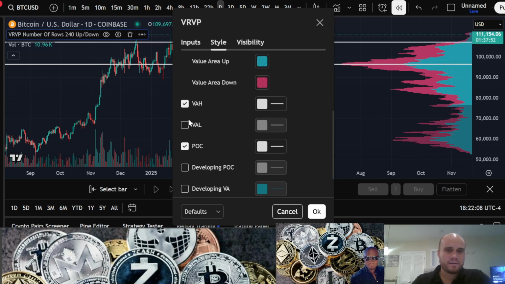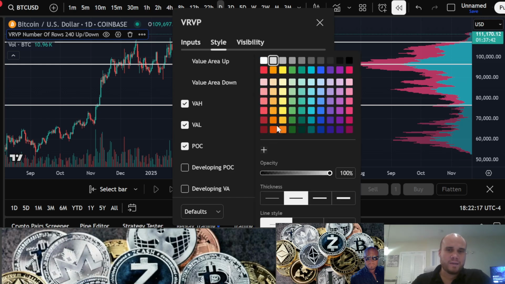You're going to turn that on. The VAL is the value area low. You're going to turn that on. You're going to click that on. Okay. And then the POC, I like to differentiate it because you'll have 3 white lines. I like to make mine blue so it stands out on the chart.